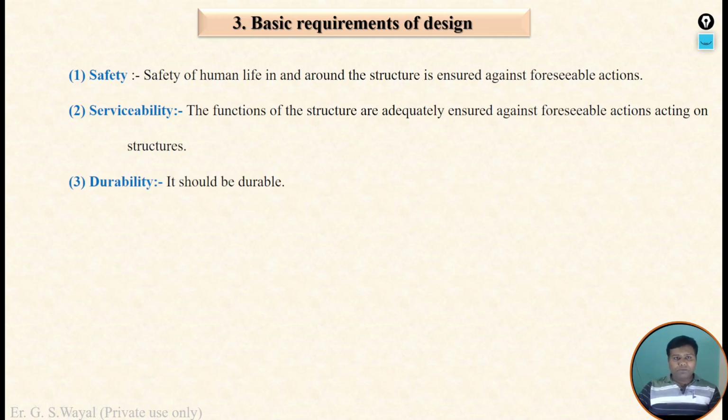The structure should be durable, meaning long life. The structure should sustain the load over a long life period. Then economy: whatever structure he is designing, that should be economical. So these are the basic requirements from the design point of view of a structural engineer.